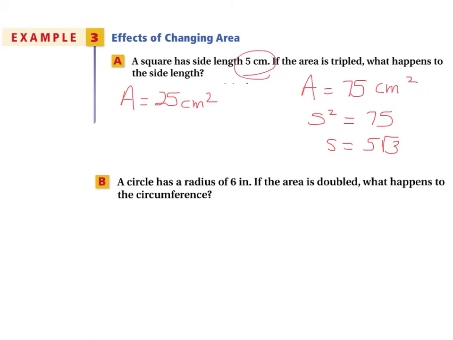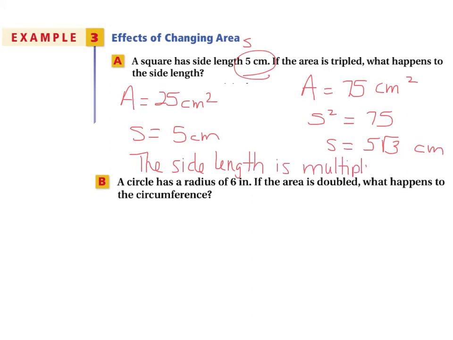So here, the side length was what? Well, the side length was 5 centimeters. Here it's 5 root 3. So what happened? Well, the side length is multiplied by root 3. So let's look at our next example.